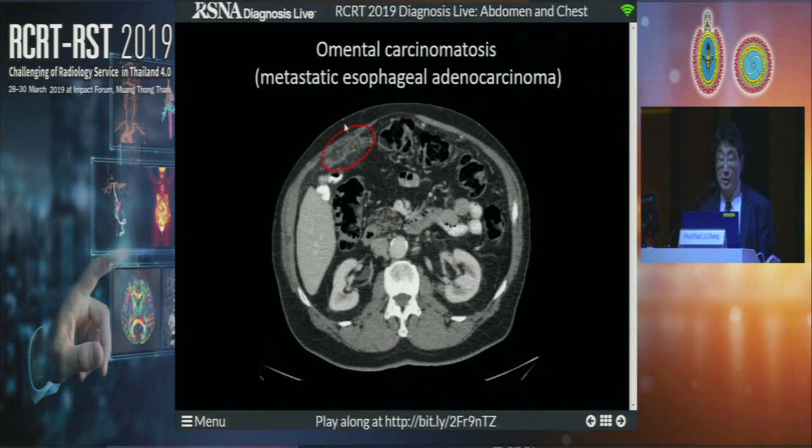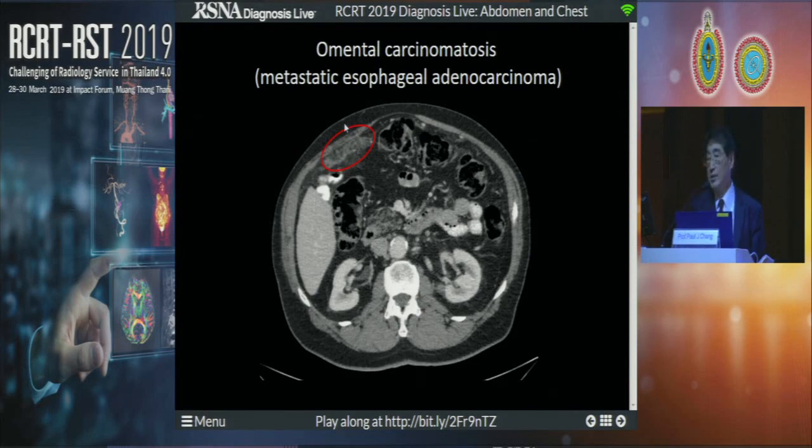What this is clearly, is omental carcinomatosis, okay? I find that young radiologists tend to miss early omental peritoneal deposits. And the reason for that is the sensitivity of CT to detect omental peritoneal disease is actually very poor. I do a lot of intraoperative ultrasound, and it's amazing to me when I see very subtle nodularity.